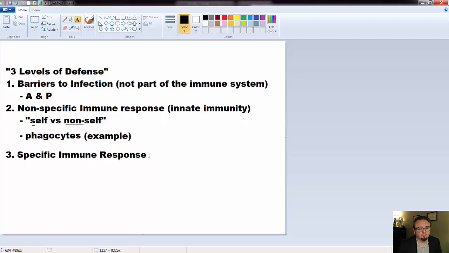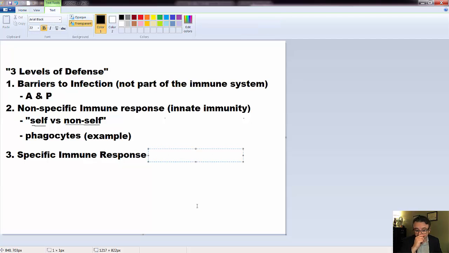These are often referred to, like we have two names for this. The other way to think about these is part of the adaptive immunity.